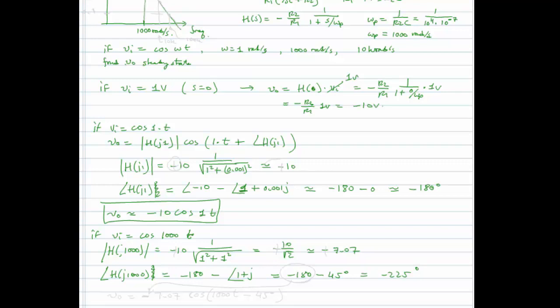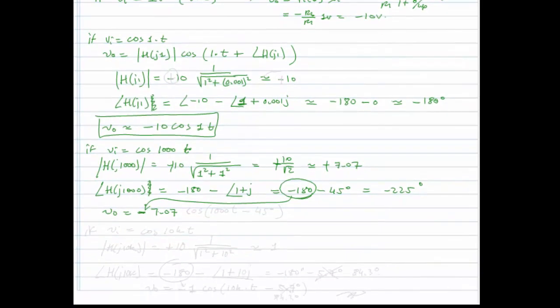Okay, so we could write this several ways, but we'll say V out is equal to minus 7.07. Wait, I can't have a minus sign up here for the magnitude. Sorry, there's no minus 10 there. But I'm going to put my minus 180 with the minus sign here, rather than capturing that with the phase in the cosine term. You can do it either way. Cosine of 1000 t minus 45 degrees.